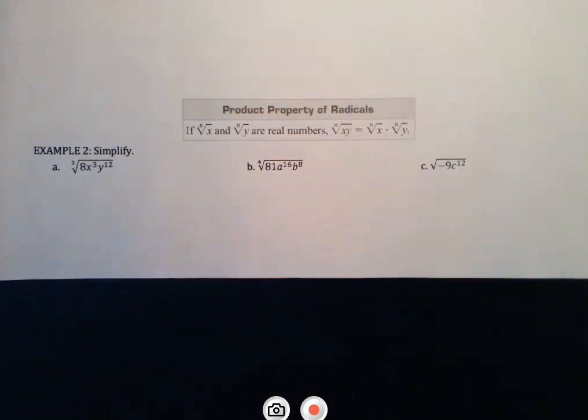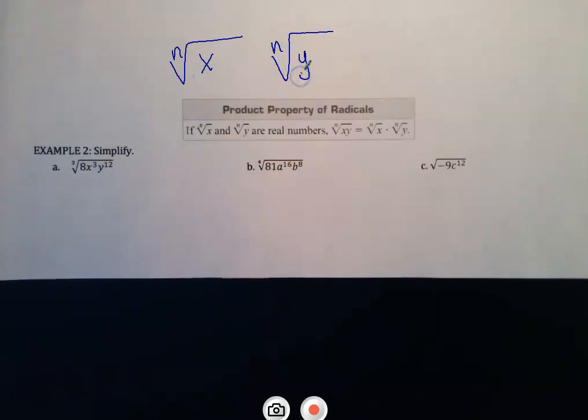The product property of radicals. Okay, so if the nth root of x and the nth root of y are real numbers, then the nth root of xy is equal to the nth root of x times the nth root of y. All it's saying is we can split this up, right?